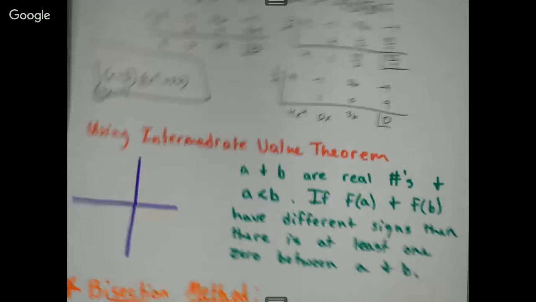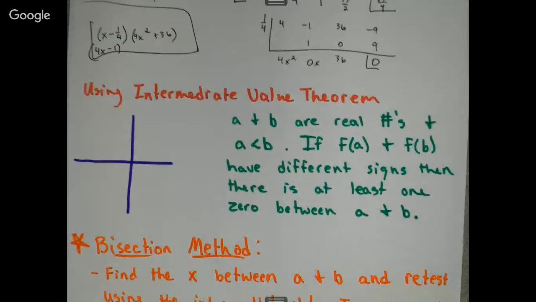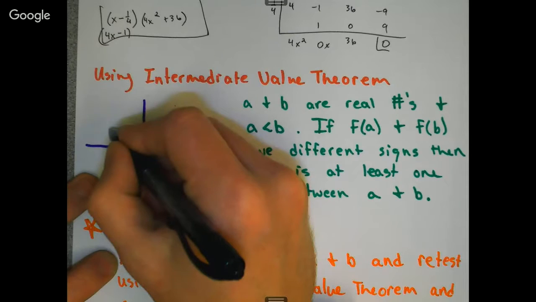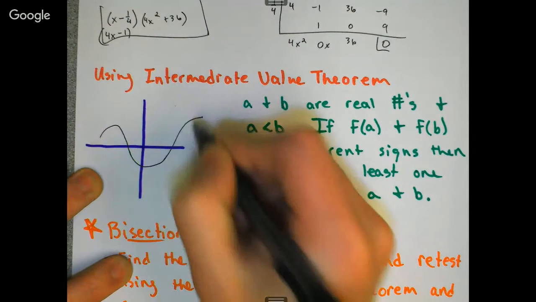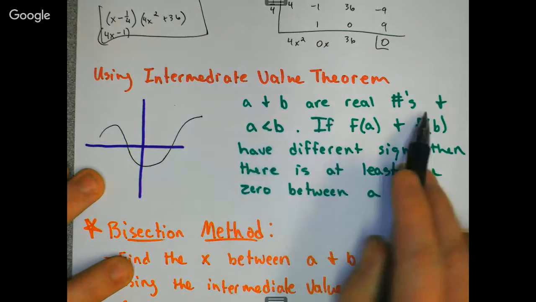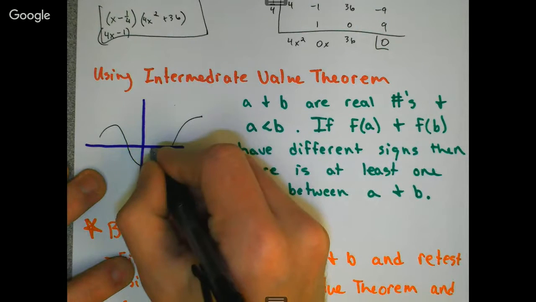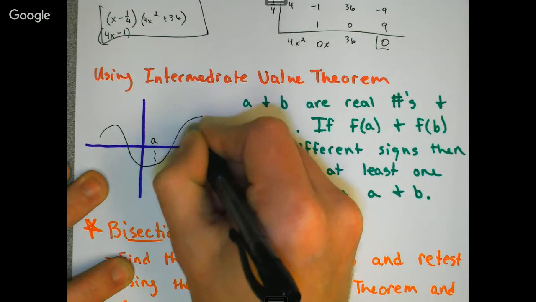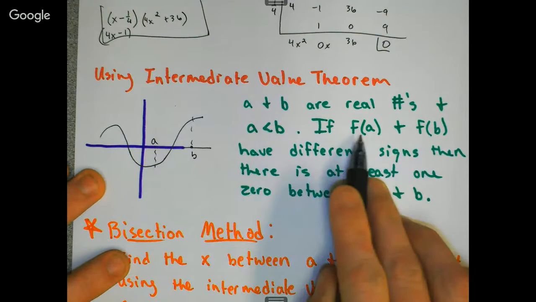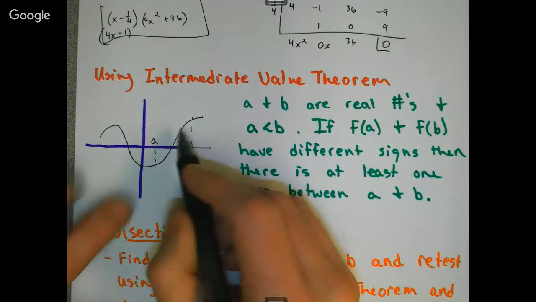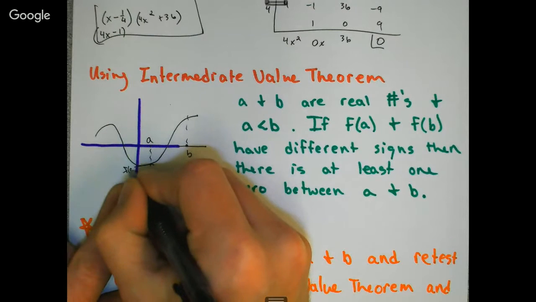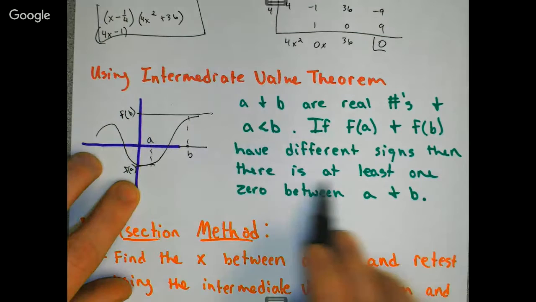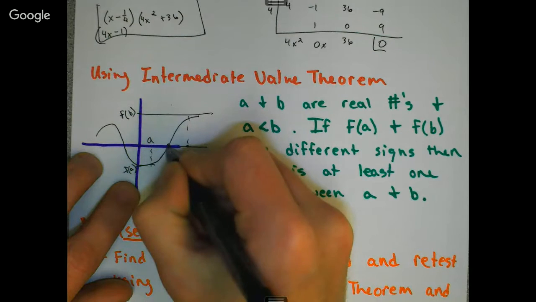All right, so we have the intermediate value theorem we talked a little bit about. If I have some graph here, and it says A and B are real numbers and A is less than B, let's say this is A and over here is B. If f of A and f of B have different signs, which they do, right here is f of A and up here is f of B, then there's at least 1 zero between them. And right here is my 0.